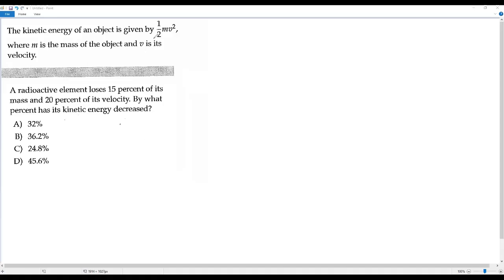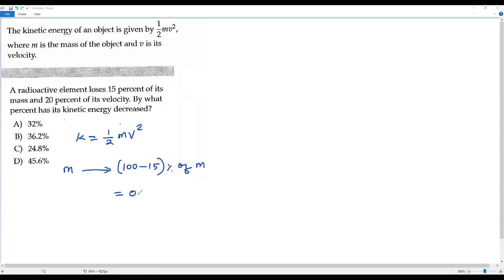Okay, so here the formula for kinetic energy is given. Since 1/2 times m times v squared is the formula for kinetic energy, we can take that as K. That is, K equals 1/2 times mv squared. The information says a radioactive element loses 15% of its mass. So I have to subtract 15 from 100 percent. 100 minus 15 is 85% of m.